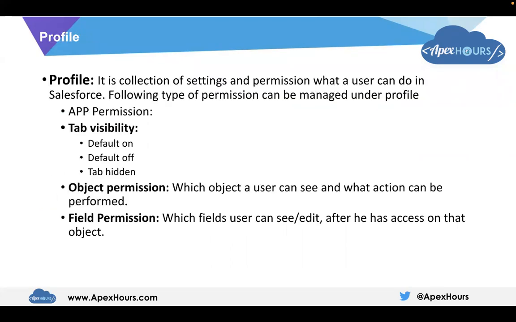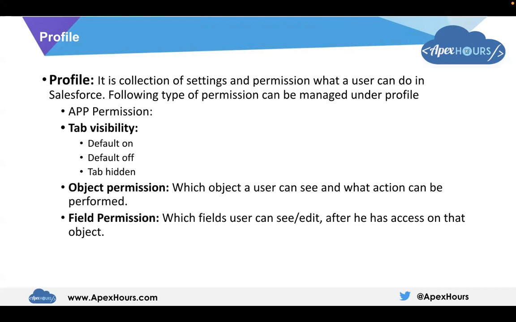So what is a profile? A profile is a collection of settings and permissions in Salesforce, defining what a user can do in Salesforce. The following types of permission can be managed under a profile. App permission means what Salesforce apps a user can see. Second, tab visibility, which tabs he can see in a particular app. For tabs, we have three options: default on, default off, and tab hidden. If a tab is hidden, then the user will not be able to see the tab.